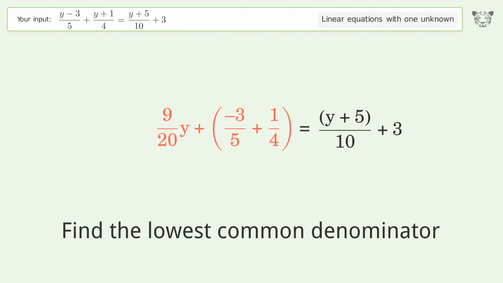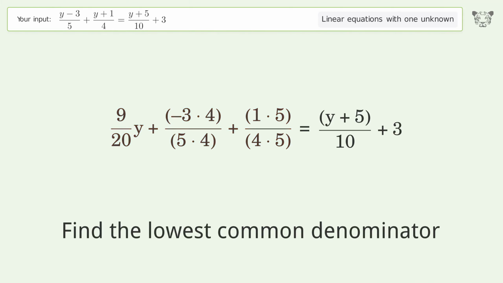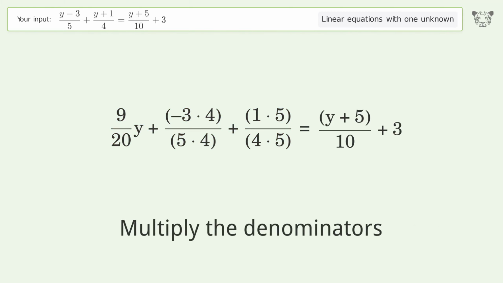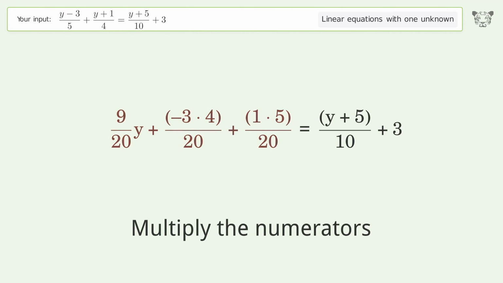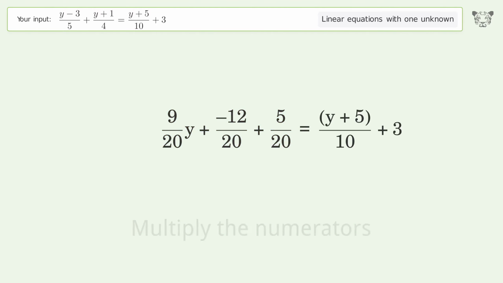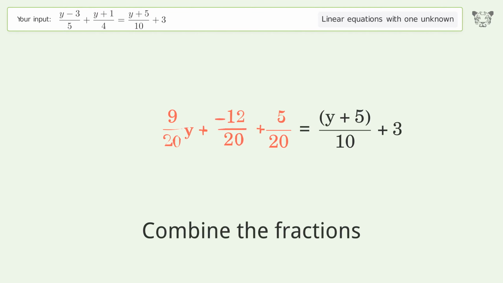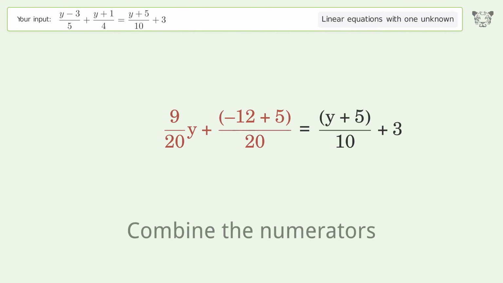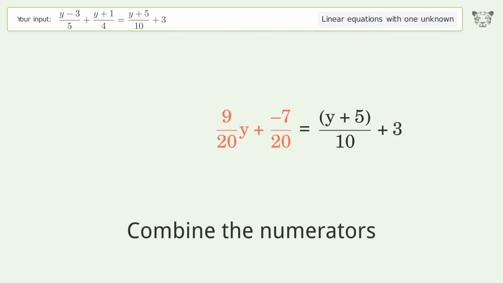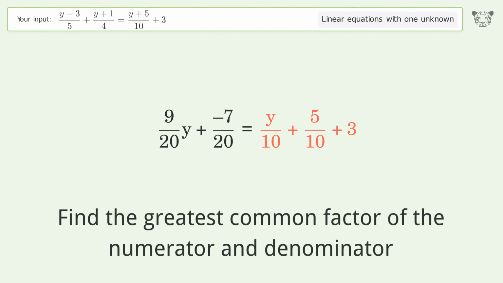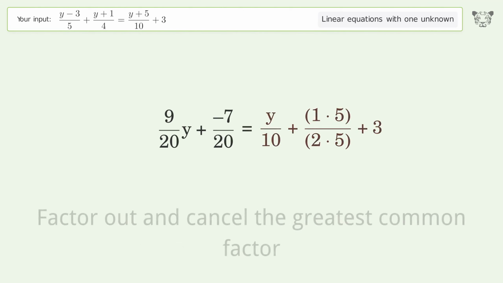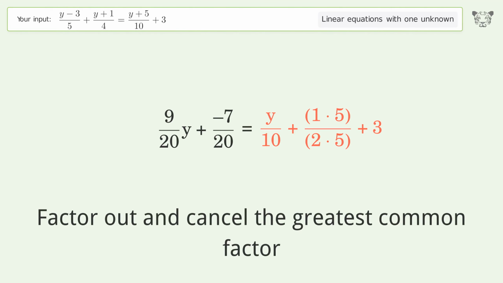Find the lowest common denominator. Multiply the denominators. Multiply the numerators. Combine the fractions. Combine the numerators. Break up the fraction. Find the greatest common factor of the numerator and denominator. Factor out and cancel the greatest common factor.